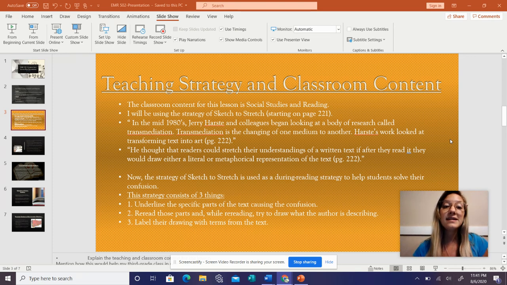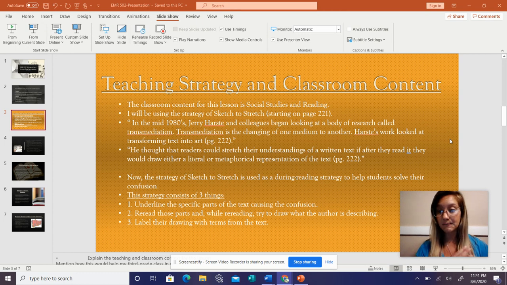In the mid 1980s, Jerry Harste and colleagues began looking at a body of research called transmediation. Transmediation is the changing of one medium to another. Harste's work looked at transforming text into art, which then brings about the sketch to stretch. He thought that readers could stretch their understanding of a written text if after they read it, they would draw either a literal or metaphorical representation of the text.